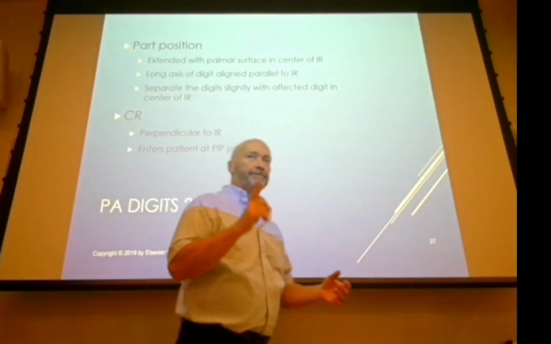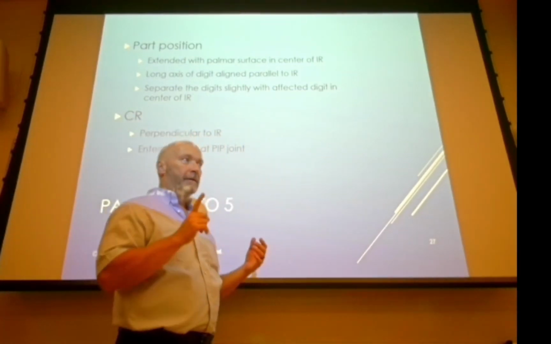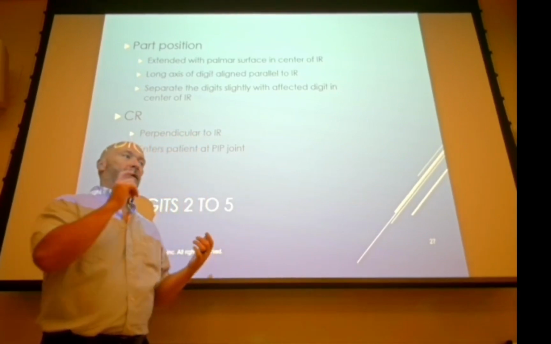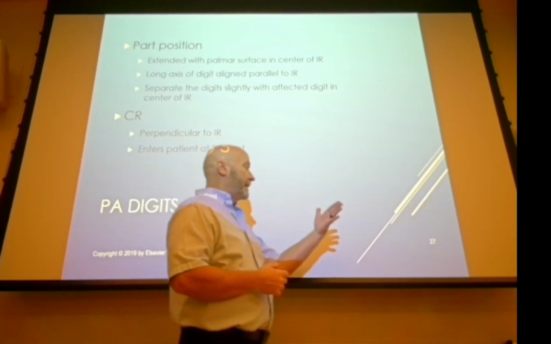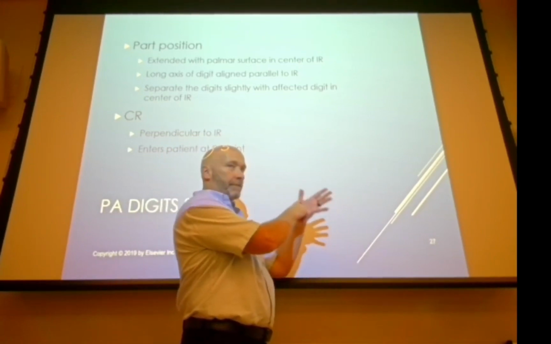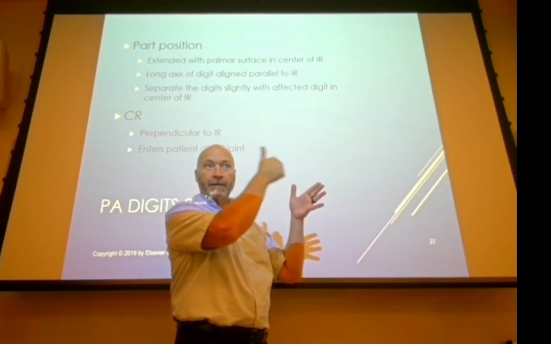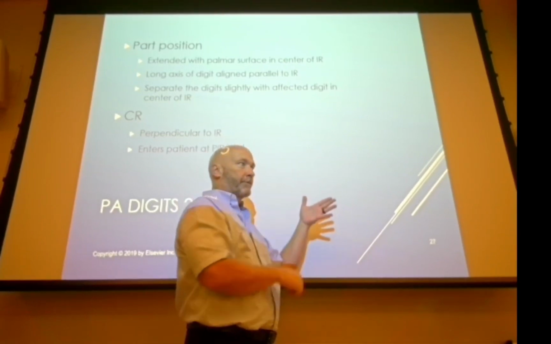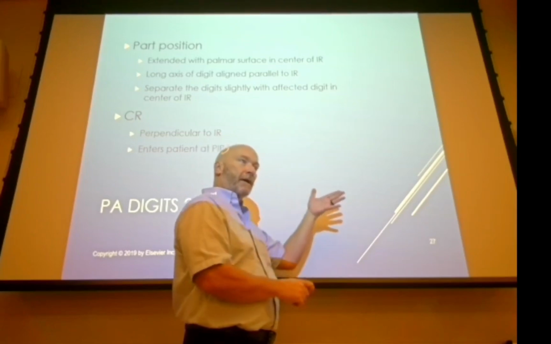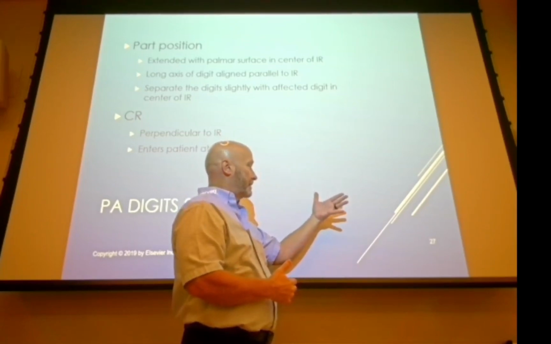So number one, it's the only finger that we're going to shoot to include the entire metacarpal. That's number one. So then our central ray becomes the metacarpal phalangeal joint for the first digit. Only one that we're going to use, metacarpal phalangeal joint. Include the entire metacarpal.